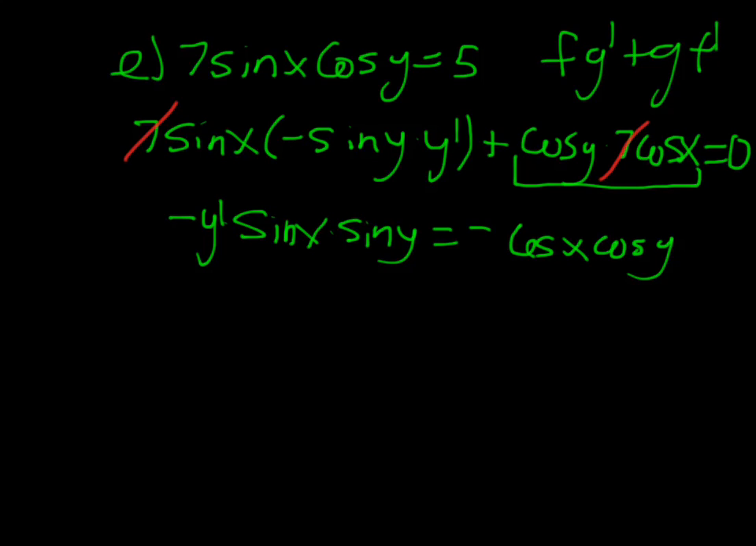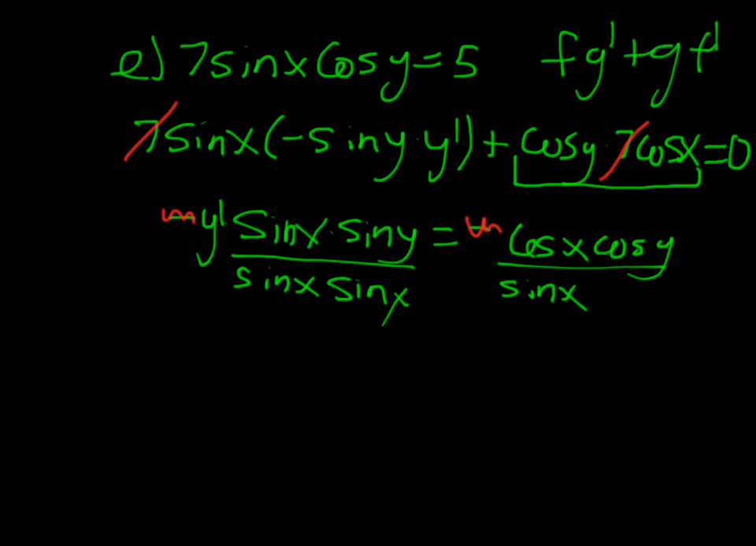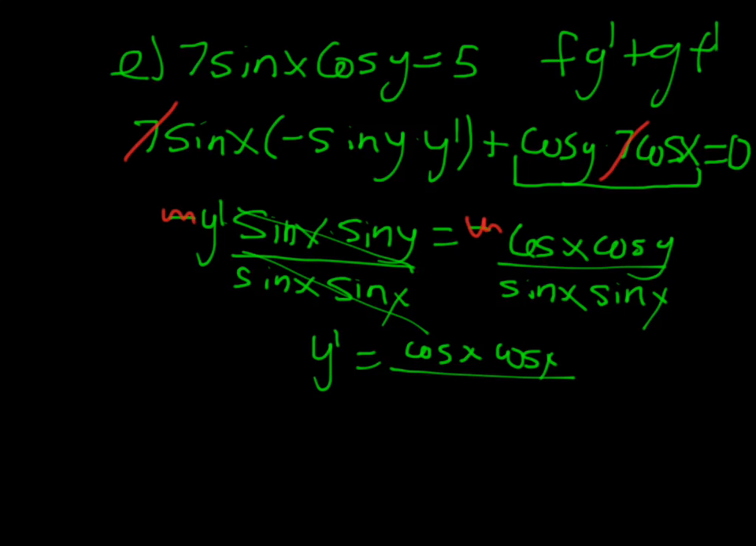And I have negatives here that I can get rid of, so let me just scratch those out. Makes life a little bit easier. And then divide by sine x sine y. So I'm left with y prime. These cancel. Y prime is equal to cos of x cos of y over sine x sine of y.